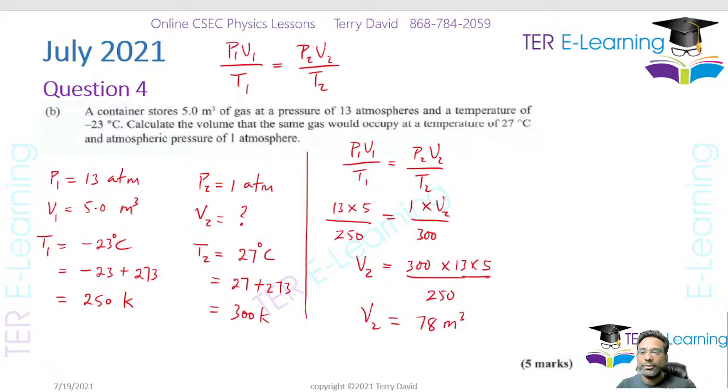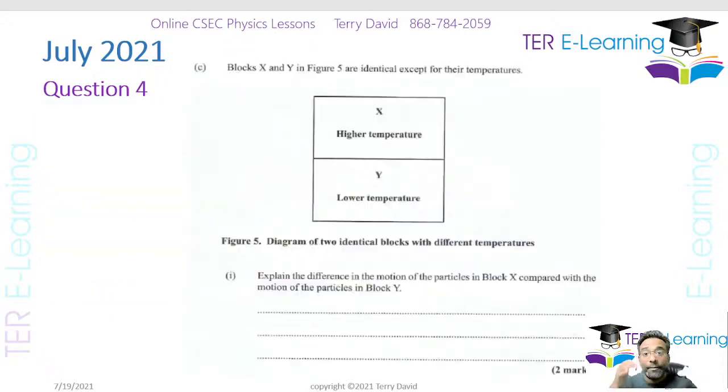What else they have here in question 4? In question 4, they have 2 blocks, X and Y, identical except for the temperatures. So X is at a higher temperature than Y. Explain the difference in motion of the particles in block X and block Y. Right, so we're talking about motion. So this question is about temperature.